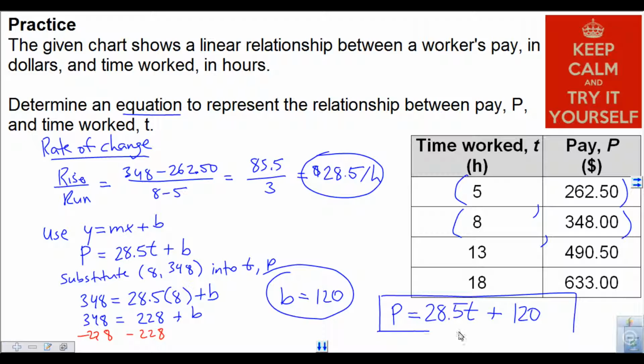Okay. So calculating the rate of change and then using this form y equals mx plus b and substituting a point will get you the initial value. So hopefully you're now able to calculate the initial value when given some data relating the relationship between the x and y variable.